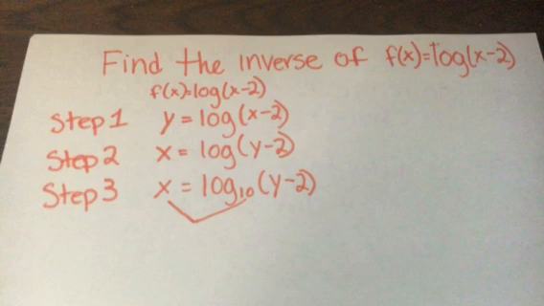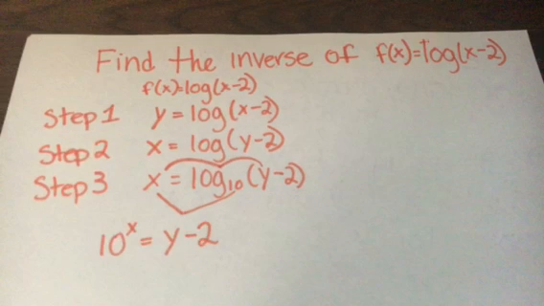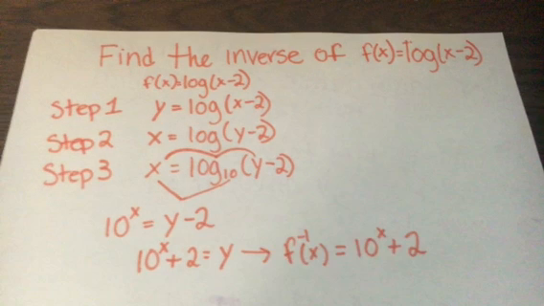Now step 3 is to solve for y, and to do this, we're going to convert this logarithm into its exponential form, as we learned before. This gives us 10 to the power of x equals y minus 2, and by adding 2 to both sides, we have 10 to the power of x plus 2 equals y, which is our inverse function. This means the inverse of log x minus 2 is 10 to the power of x plus 2.